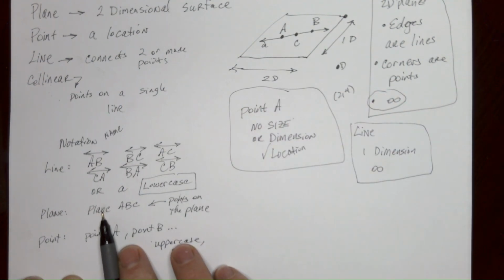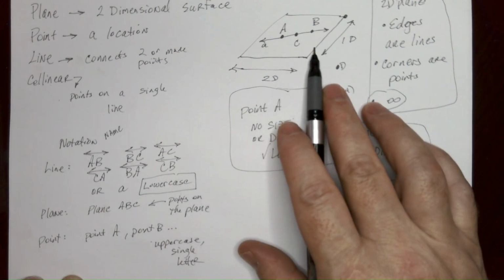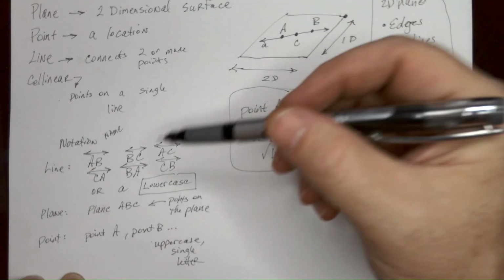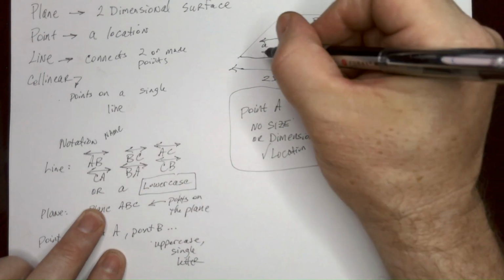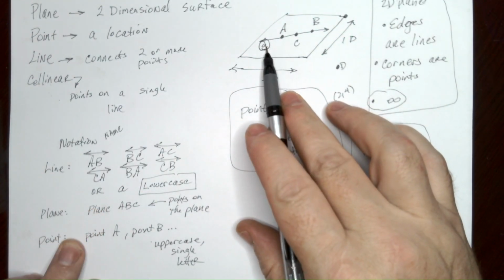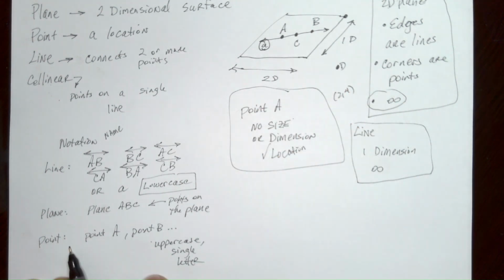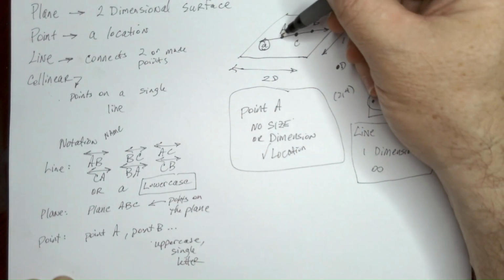Now when you name a plane, you're going to use the word plane and then a couple of points that are on that plane. So this is plane ABC. One other thing I almost forgot, when you're naming a line, it can be a single lowercase letter like A right here, or it could be 2 of the points on the line. Last thing, when you name a point, it's going to have the word point and a single capital letter. Just a single letter like point A. That means this one right here.